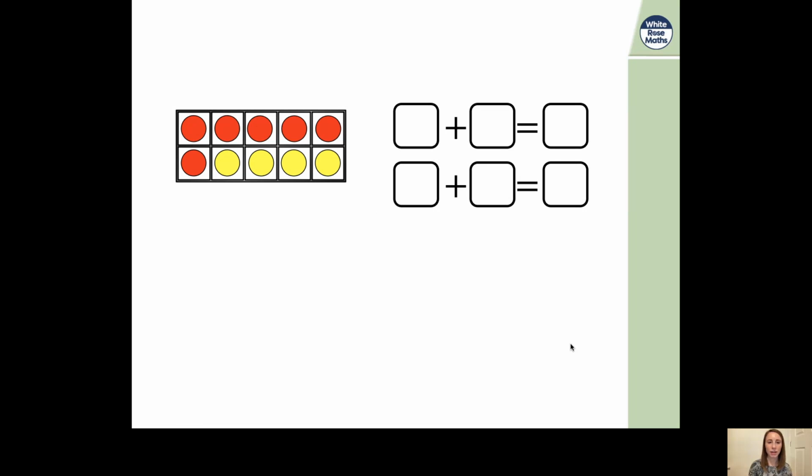Okay, so I've got a tens frame here, and I have got 1, 2, 3, 4, 5, 6 red counters in my tens frame. So I've got 6 red counters, and I've got 4 yellow counters, and altogether I have got 10, because I know that 1, 2, 3, 4, 5, 6 add 4 equals the number 10.